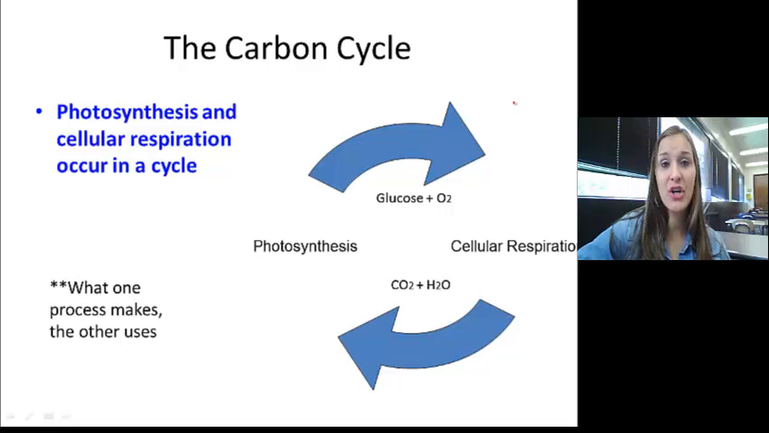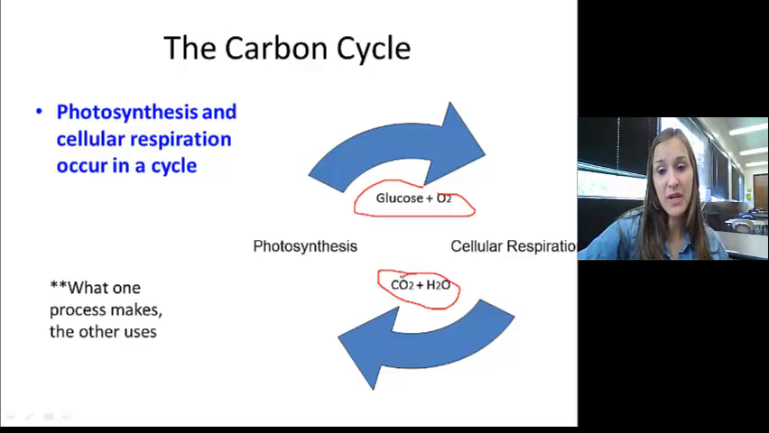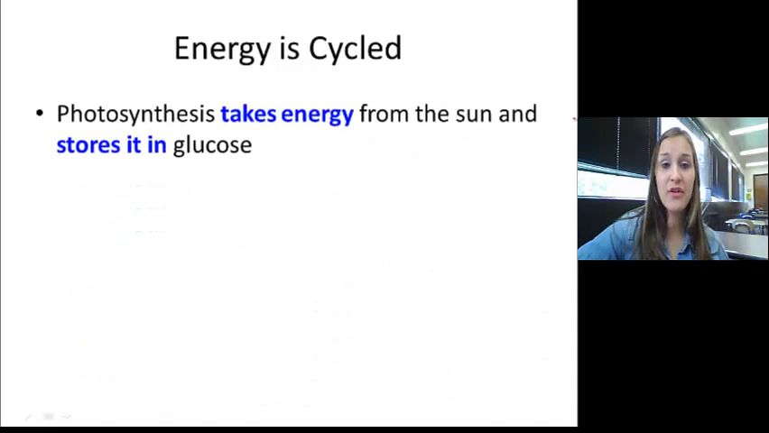So they occur in a cycle. So what one makes, photosynthesis makes glucose and oxygen, cellular respiration uses glucose and oxygen. And cellular respiration makes CO2 and H2O. And that's what photosynthesis uses. So it occurs in a cycle. What one makes, the other uses.